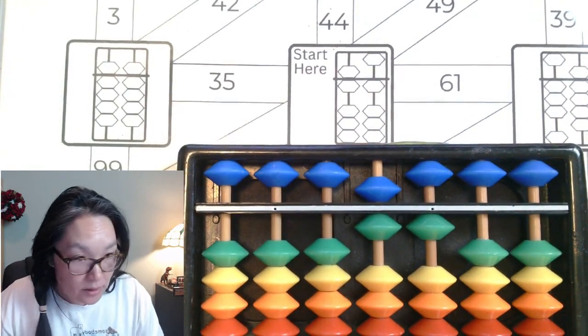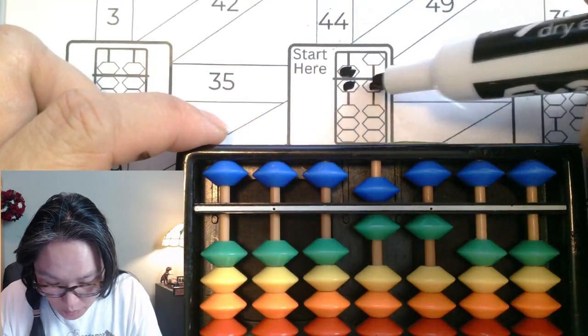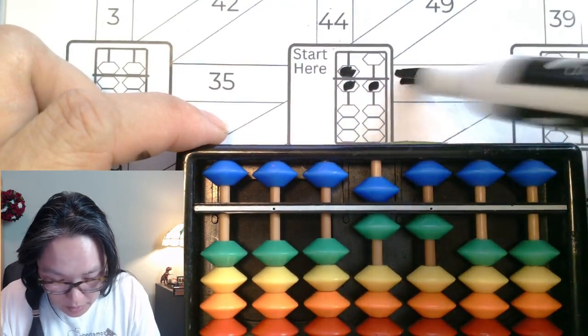Right. So we have 5 and then 6. 5, 6, and then there's 1 here. So there's 1 here. I would recommend it.